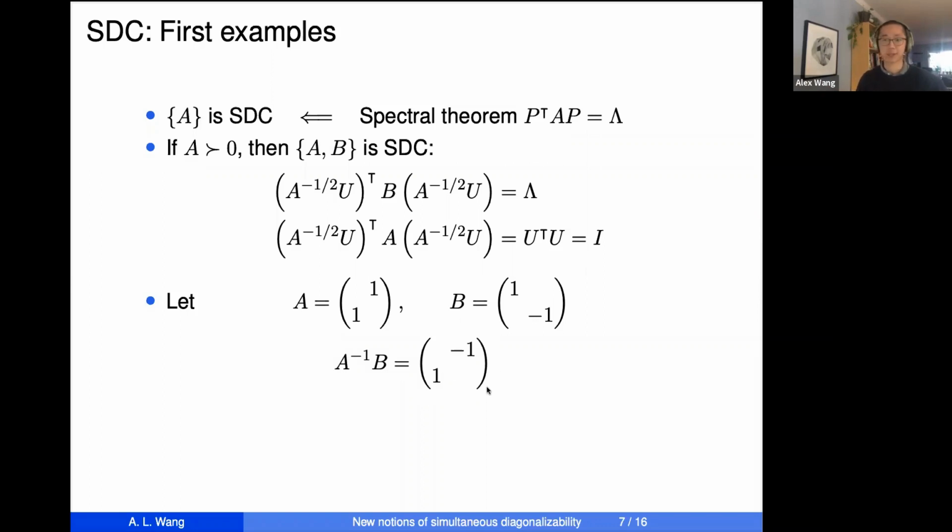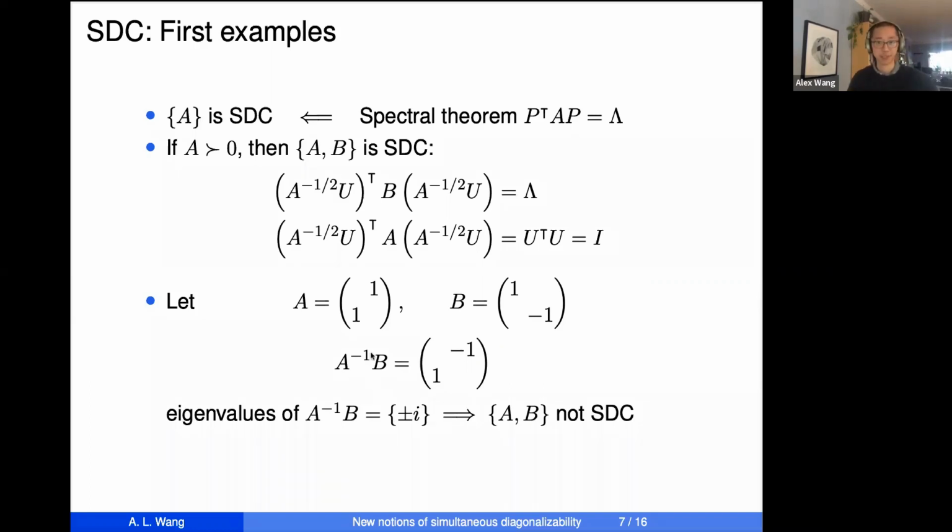Here, I claim that this matrix is in fact going to be diagonalizable. But if you look at the eigenvalues of A inverse B, that is to say, you look at the roots of the characteristic polynomial of A inverse B, which is, I guess, z squared plus 1, say, then the eigenvalues are going to be plus or minus i, right? This is the imaginary unit i. In particular, we deduce that A and B are not SDC.